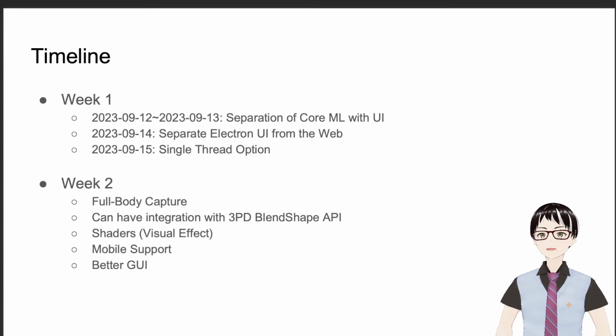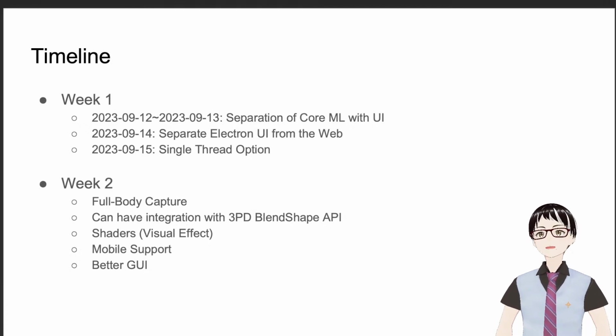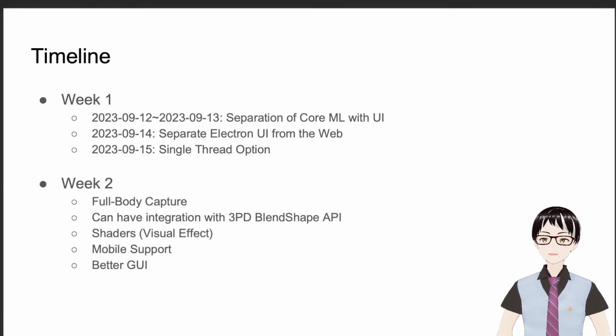And this is the timeline that we set for this week. For week one, what we are going to do: core separation, Electron UI, single thread. For week two, maybe even week three, we will see. I haven't set the date yet. And let's just start today's core separation code.